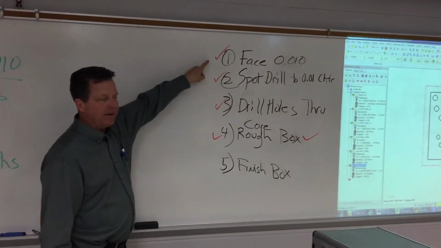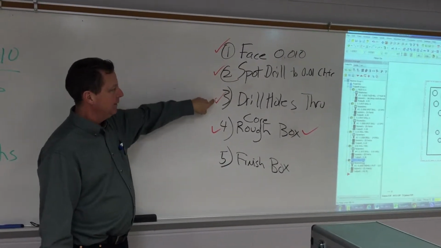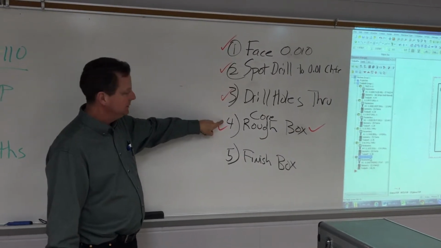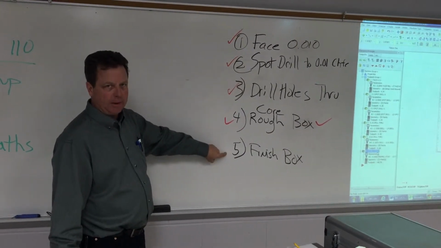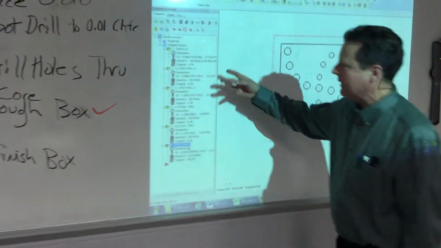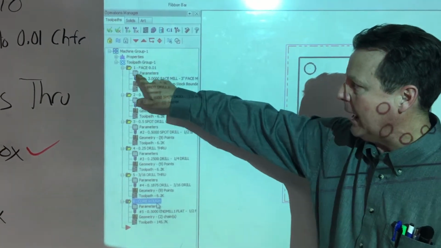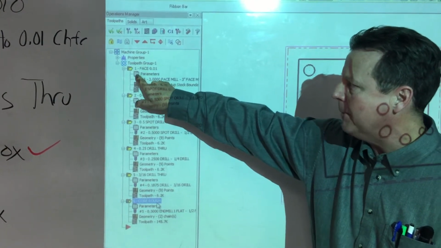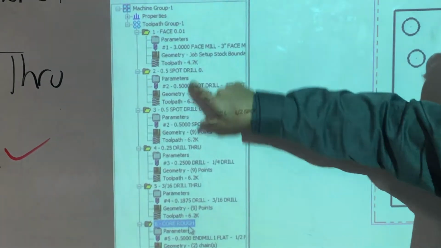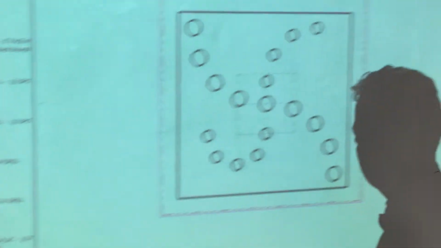They were going to be face, spot drill to a 10,000ths chamfer, then drill all the holes through, and then rough the core box, and then finish the box around the outside. Over here, if you want to come over a little bit, are the tool paths that we did, and because I showed you how in parameters to write a comment, the comments come out here: facing 10,000ths, spot drill, drill through, 3/16 drill through, and the core rough.